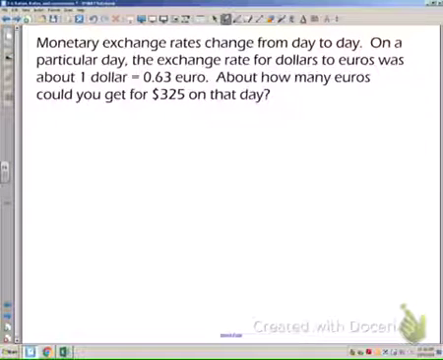Okay, monetary exchange rates change from day to day. On a particular day, the exchange rate for dollars to euros was about $1 is equal to 0.63 euros. That's a huge difference. About how many euros could you get for $325 on that day? This is a real thing.